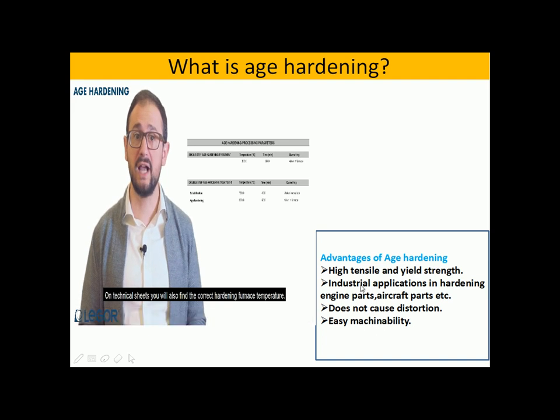Now see, what are the advantages of age hardening? It gives high tensile and yield strength. Then there are industrial applications in hardening engineering parts, aircraft parts, etc. And it does not cause any distortion. In age hardening, this is a very good advantage. It does not cause any distortion, and it also offers easy machinability.